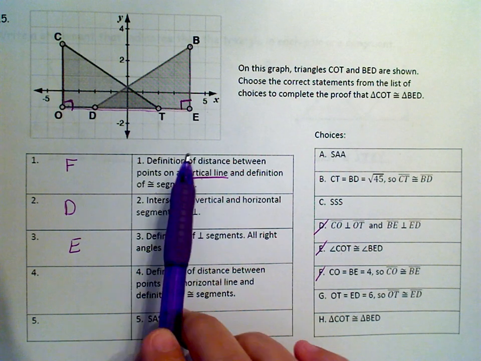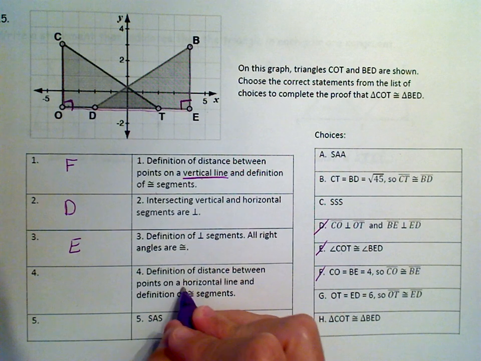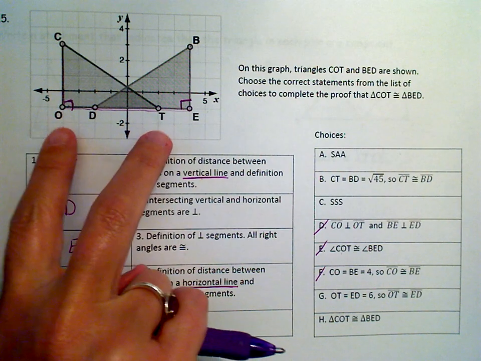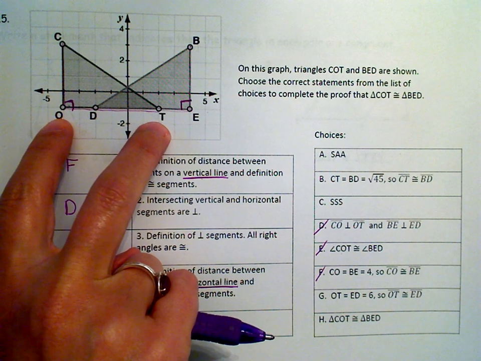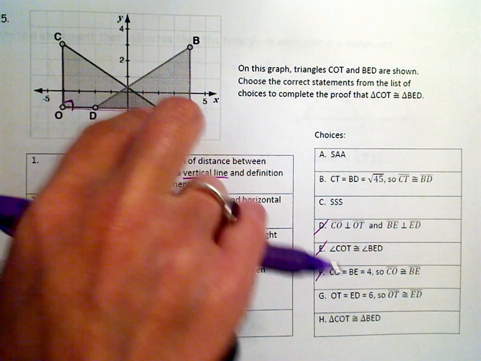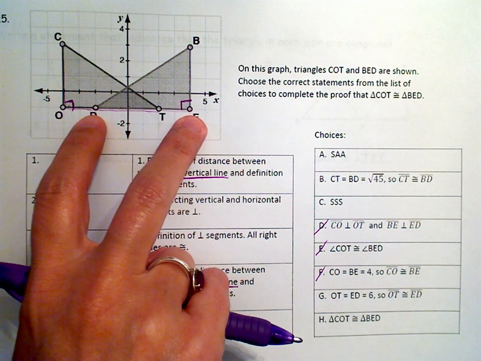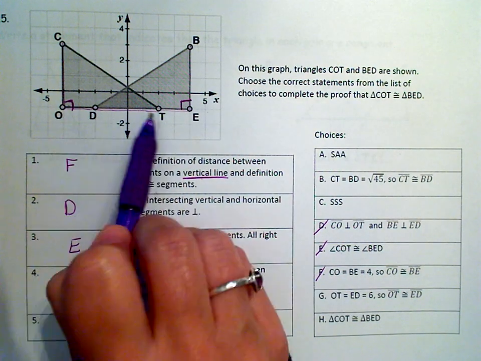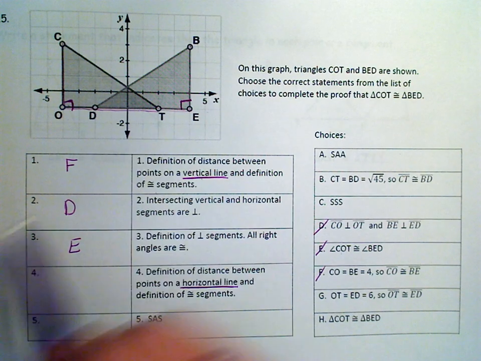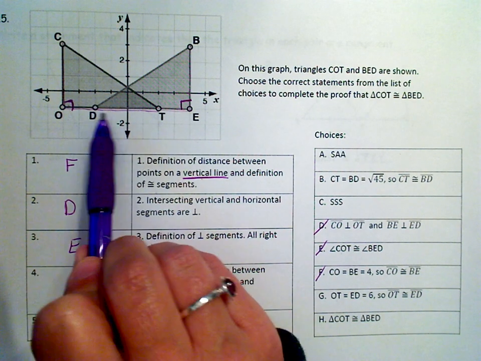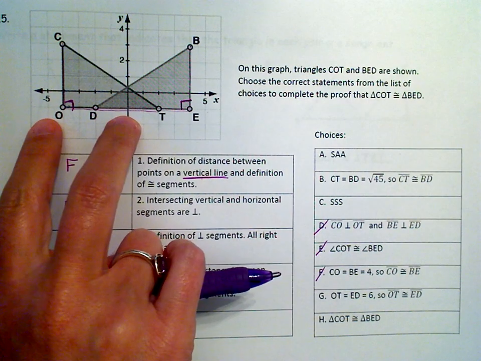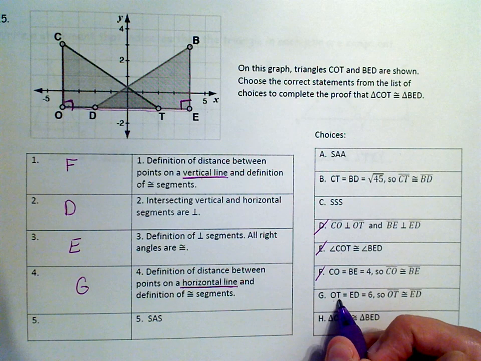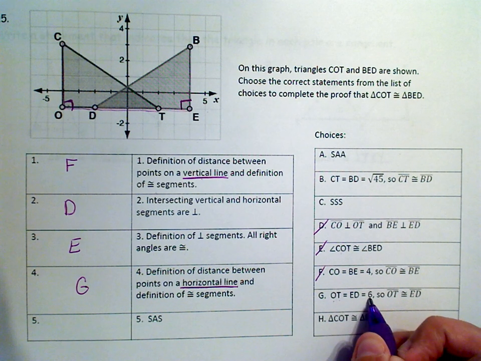And the next one is very similar to the first one, except it says horizontal lines. Well, what are our horizontal lines? Well, we have OT, which is one side of the COT triangle, and then you have ED, which is the segment in triangle BED. And if we go from O to T and we count, that's 1, 2, 3, 4, 5, 6, and from E to D is 1, 2, 3, 4, 5, 6. So since they're both 6, that means their segments are congruent. So that would be G, because OT is equal to 6 and ED is equal to 6, so OT is congruent to ED.